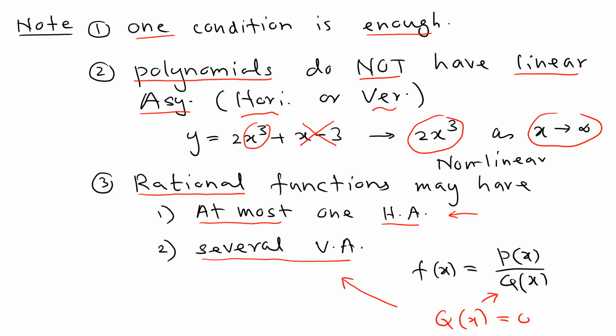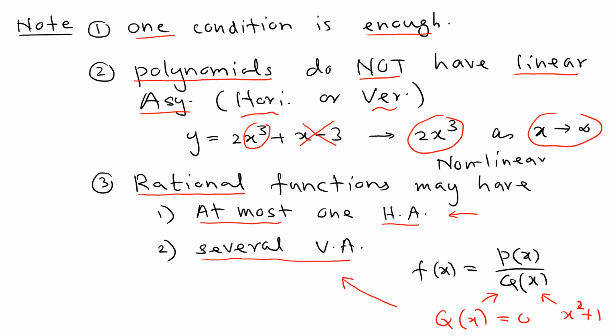But there may be a function where the denominator cannot be 0. For example, if the denominator equals x squared plus 1, you can see this never gets 0. So there are no vertical asymptotes for a rational function like that. If the denominator cannot be 0, then there are no vertical asymptotes.